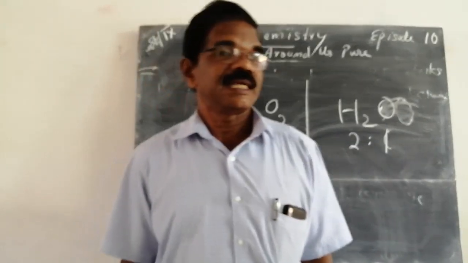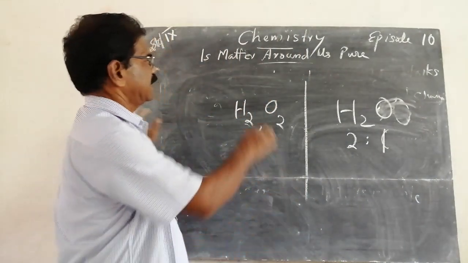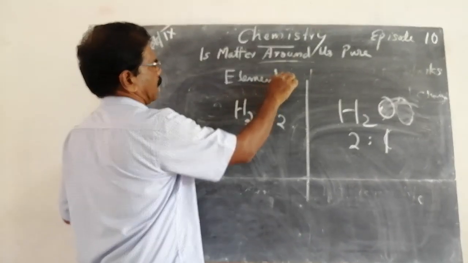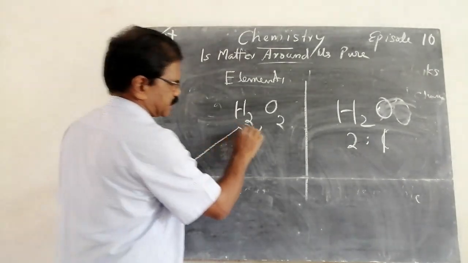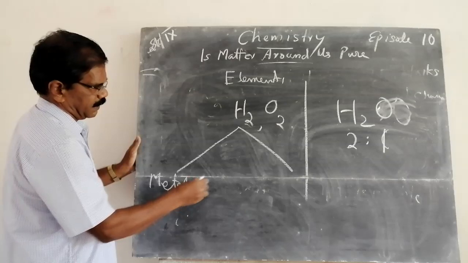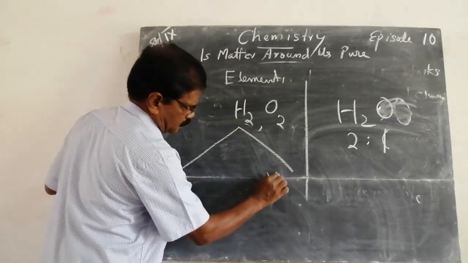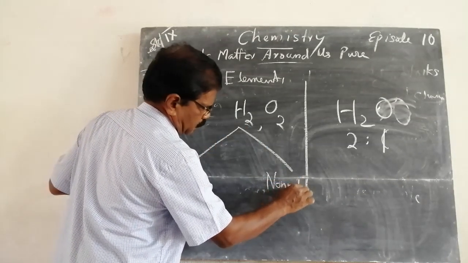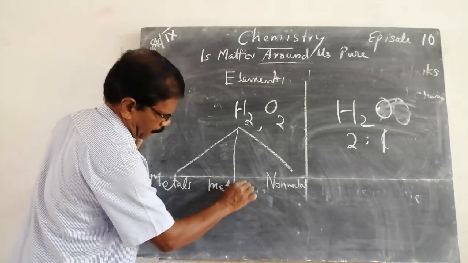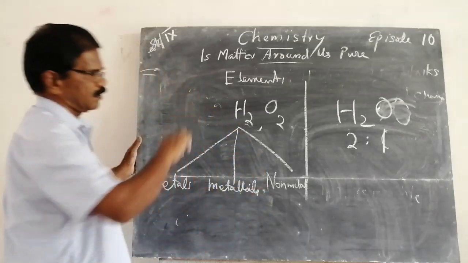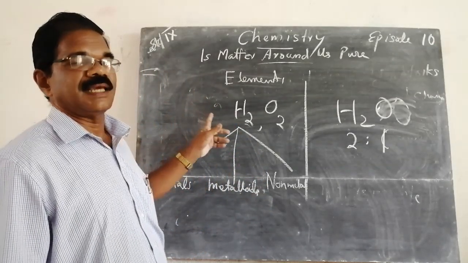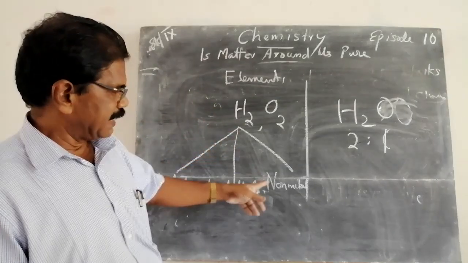Based on their properties, elements are classified into 3 groups. What are they? Metals, non-metals, and metalloids. Elements are classified into 3: metals, non-metals, and metalloids.